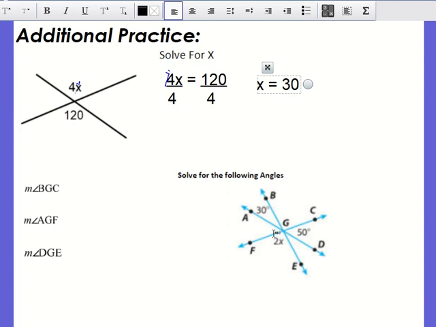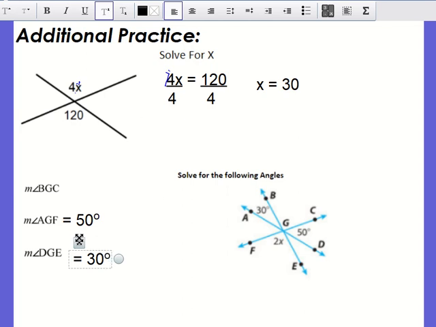Okay. Well, BGC is equal to this angle. Well, that's going to be kind of hard because it just says 2x. That's not going to help. So let's jump down to AGF. If we look, AGF is actually congruent and vertical to CGD right here. So we can actually just say that this equals 50 degrees. And there we go. And then the last one, DGE, DGE is right here and it is vertical to BGA. So we will just say that one's equal to 30 degrees.